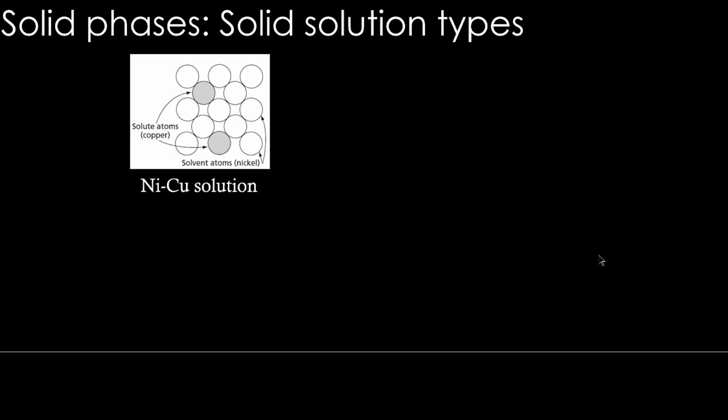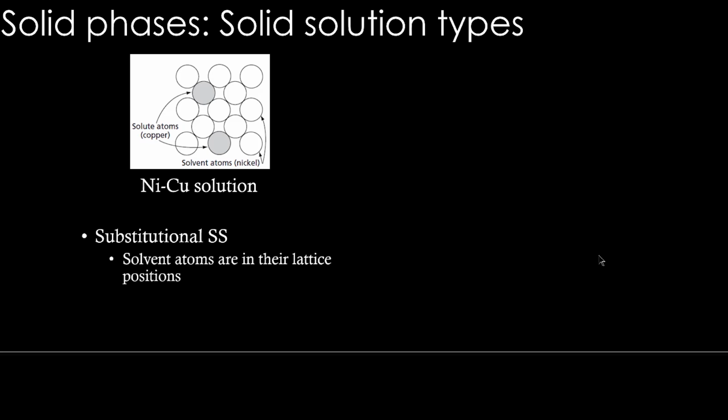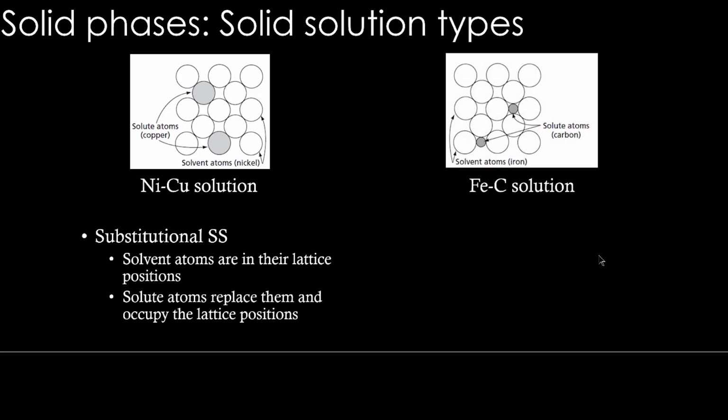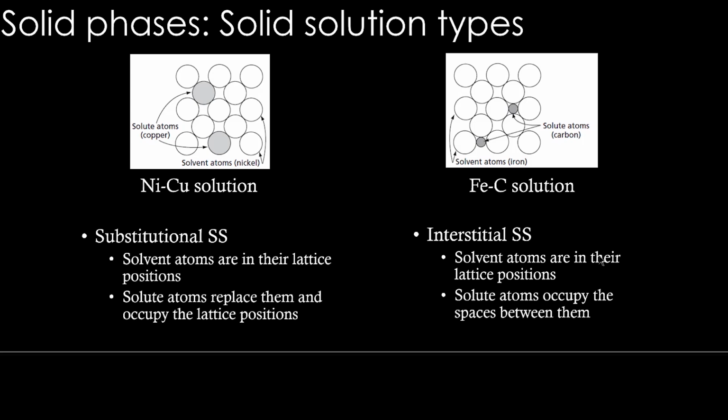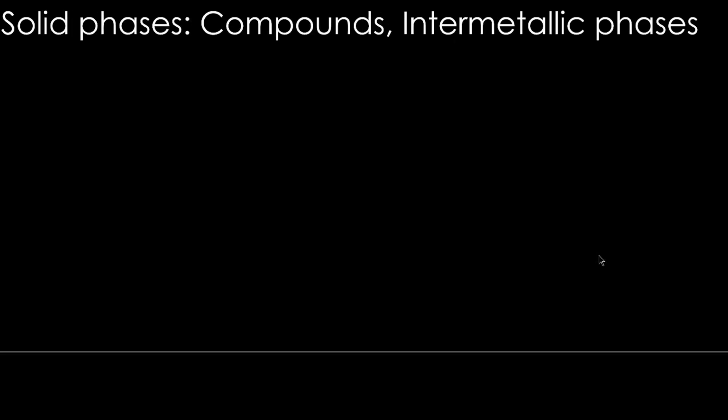There are two types of solutions. One is substitutional solid solutions: solvent atoms are in their lattice positions and solute atoms replace them and occupy the lattice positions. Whereas in the interstitial solid solution, we have solvent atoms in their lattice positions, and the solute atoms occupy the spaces between them but do not replace them. That's about the solid solutions.